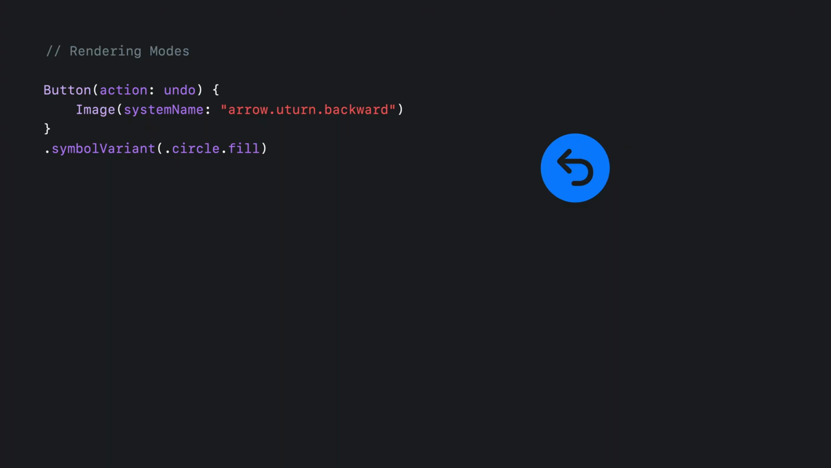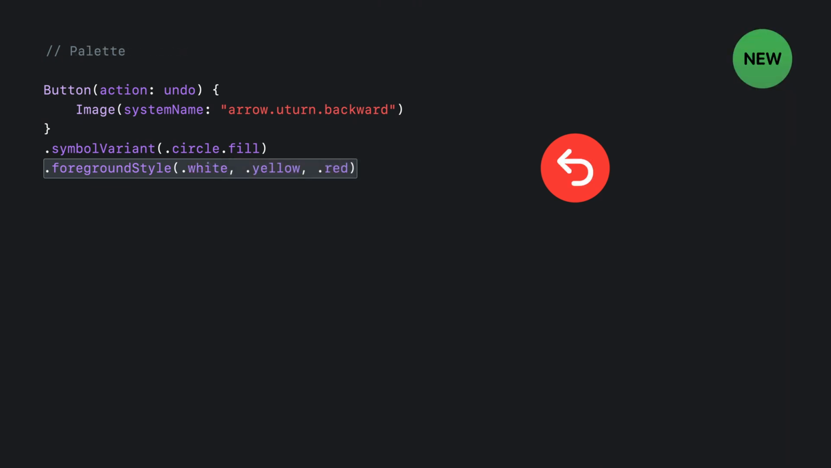There's one last rendering mode, and there's a button in my app that it could help with. I'm not very good at card games, so I need this button to undo my mistakes. Here, I'm showing a symbol in a button with the .circle.fill variant to get this circular background. But the coloring isn't exactly what I want. I'd like something that better matches the color of our cards. Remember that we can use the foreground style modifier to set a color on a symbol. But we can go further.